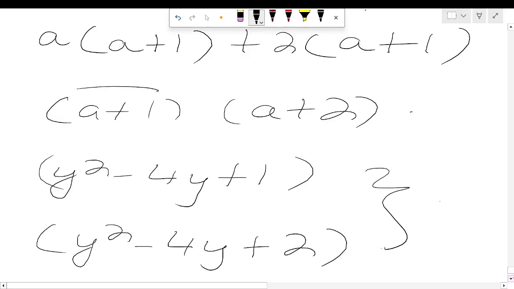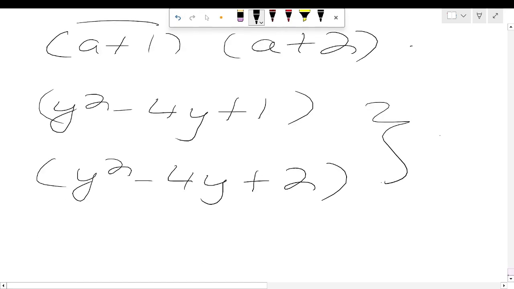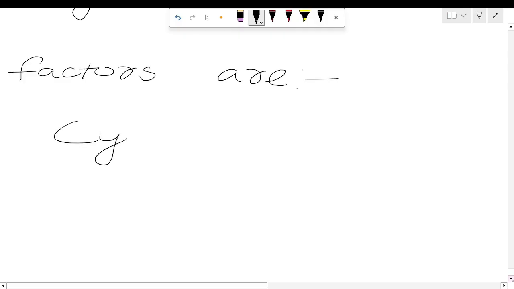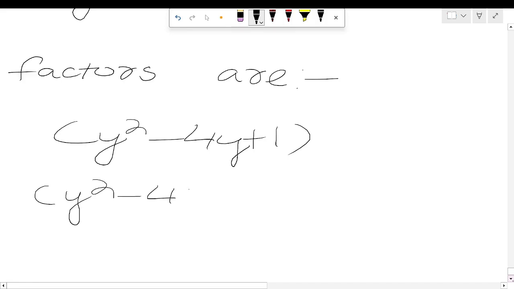So here we have two quadratic expressions. So we need to simplify them. Can we simplify them? No, we cannot. There aren't any factors for these two quadratic expressions. So this will be your answer, or you can just write the factors are, and then you will write the two quadratic expressions because they are the only factors. So y square minus 4y plus 1, and then you will write y square minus 4y plus 2. So this is your answer for question number 15.